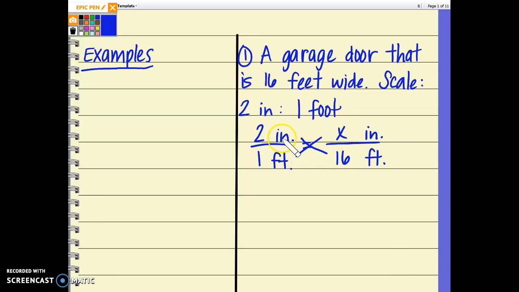Cross multiply, that gives you 1x equals 32. But we know that the 1 is invisible, so it's really just x equals 32 inches.